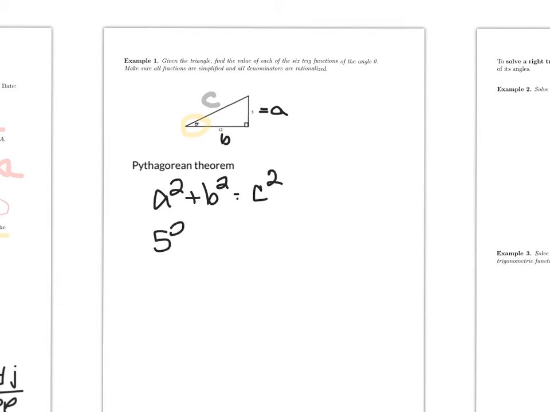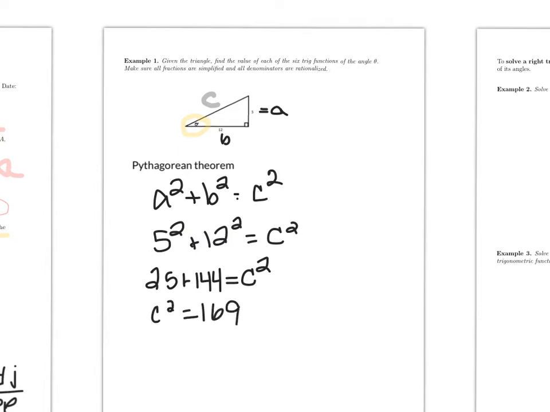So we have 5 squared plus 12 squared is c squared. So we have 25 plus 144 is c squared. So c squared is 169, and that is a perfect square, and that's the square of 13, so c is 13. So in your diagram, you can put that in now.